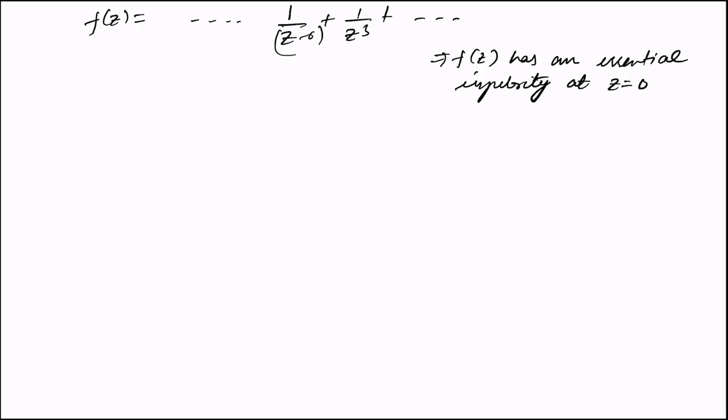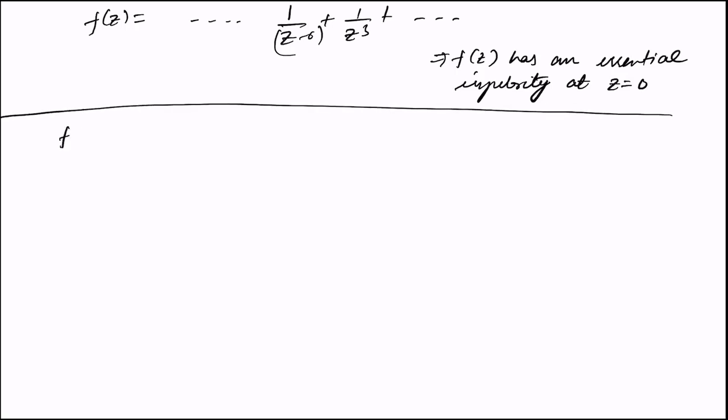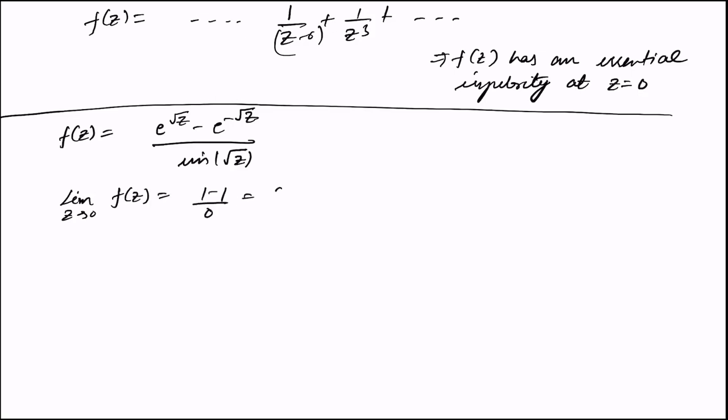Okay, now we will come back to this question. The function is f(z) is equal to exponential root z minus exponential minus root z upon sine of root z. Now in order to check whether it has a removable singularity at z is equal to 0, we take the limit z tending to 0 of f(z), which is 1 minus 1 upon 0, which is 0 by 0 form. So we'll apply L'Hopital's rule.